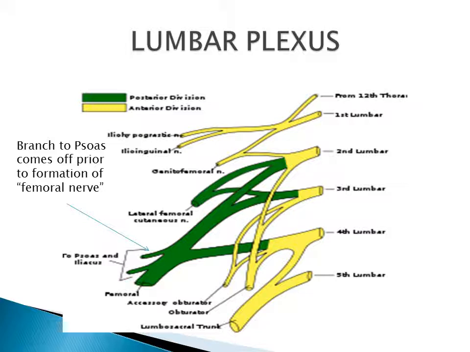And the anterior division of L2, L3, and L4 combine to give us the obturator nerve. The posterior divisions of L2, L3, and L4 combine to give us the femoral nerve. The anterior division of the first lumbar segment gives us both the genitofemoral nerve, and then combined with a twig from T12, we get the iliohypogastric nerve, and then also the ilioinguinal nerve.